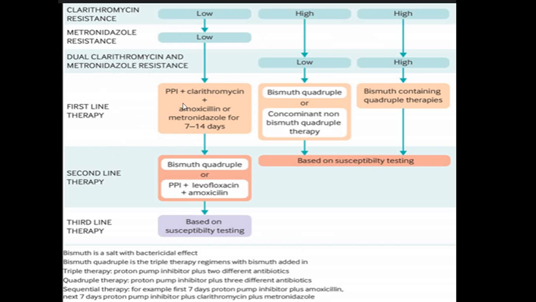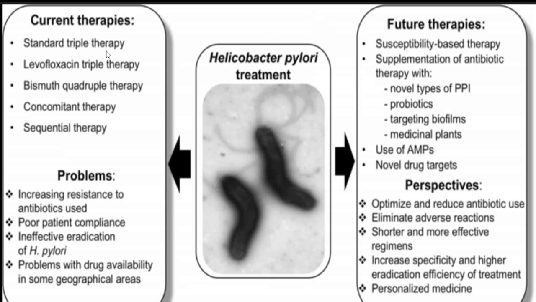This is selection in first line therapy, this is selection in second line therapy, and this is in third line therapy. So depending upon the resistance, depending upon the response, depending upon the side effects, etc., you select the therapy accordingly. So these are the current therapies, and these are the futures which are now being tried in a good number of people.